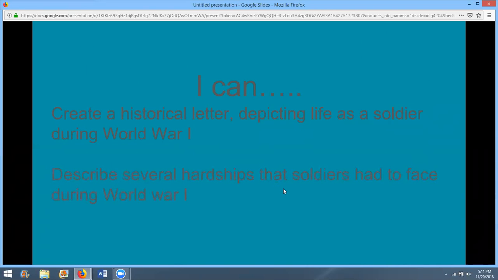The second one is, well, we're going to describe several hardships that soldiers had to face during World War I. We're going to use the information on the hardships that we learn. You might get into World Civ if you haven't done it already, but the information that you're going to learn from World War I is going to help you write an awesome letter, even for the people that are going to listen, just from the information that we're going to talk about here in the next couple minutes.